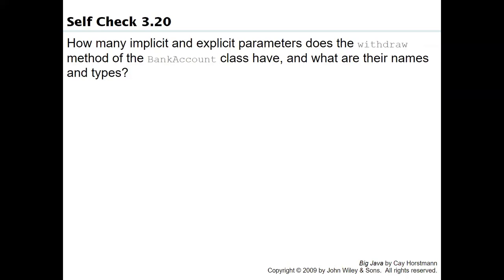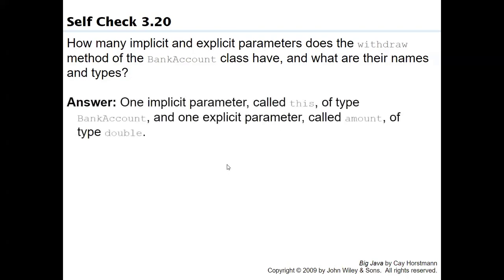How many implicit and explicit parameters does the withdrawal method have in the bank account class? And what are their names and types? Well, we know withdraw. We have to know how much to withdraw, like the $10 they charge us for the monthly fee. So that's an explicit parameter, the amount to withdraw. But then there's an implicit parameter, the pointer to this object. So I would say this is an implicit parameter. The explicit parameter is the amount, I guess, that you're withdrawing.